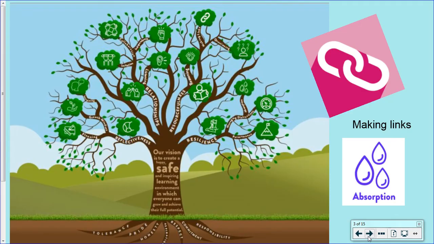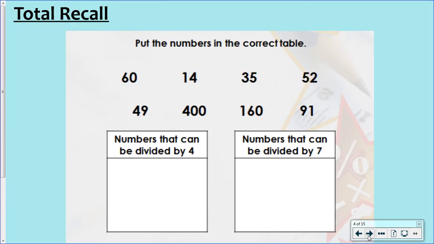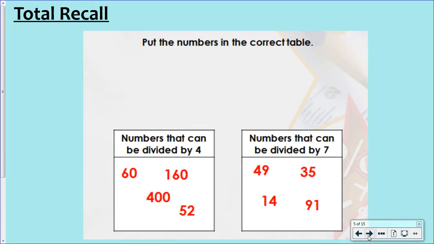Just a bit of total recall first then. Can you quickly pause the screen, look at all of these numbers, and using your times table knowledge, which of these numbers can be divided by 4 and which of these numbers can be divided by 7? So just pause the video and have a go. You can write them out in your book as well if you'd like to.